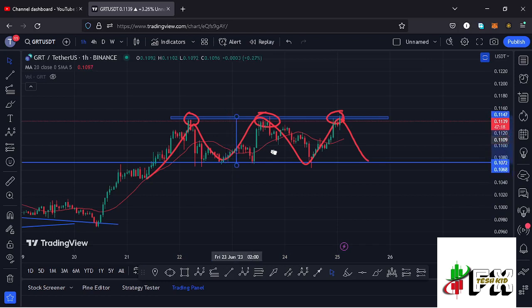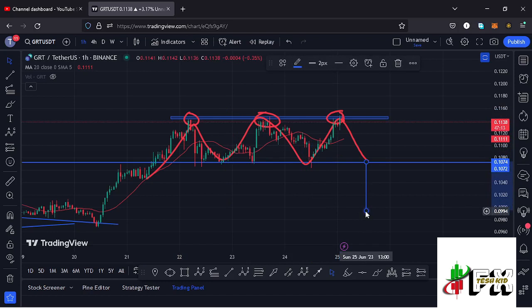And we can get that height and then place it below the neckline, giving me a minimum target area at around the $0.0994 mark. And that is the minimum that we can expect GRT to do in case the breakout plays out to the lower side. That is the first chart pattern that I wanted to discuss with you here on the GRT chart.